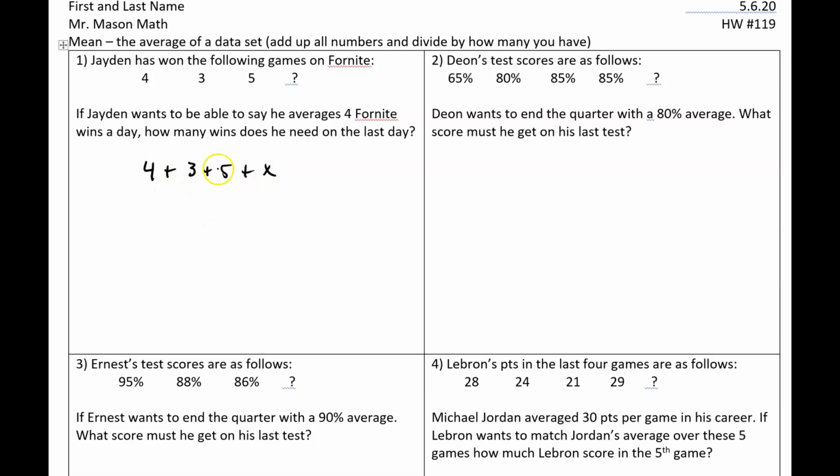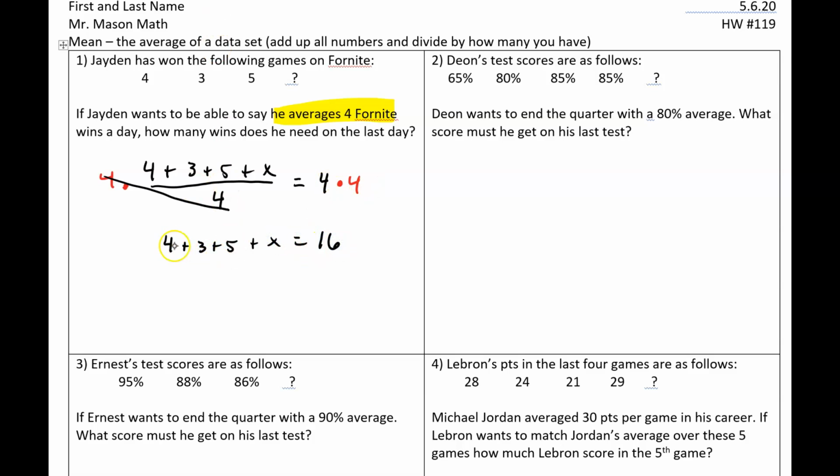4 plus 3 plus 5 plus the thing we don't know. And you'll notice we have 1, 2, 3, 4 data sets. So that's why we are dividing by 4. And we want his average to equal 4. It says right here, he hopes that he can say at the end of the day that he gets 4 Fortnite wins a day. So that's why we set it equal to 4. So now we have a fraction equation here, and a way to undo division is to multiply both sides by that denominator. So when we do that, everything on top drops down, and these two 4's cancel out. So we have 4 plus 3 plus 5 plus x equals 4 times 4, 16.